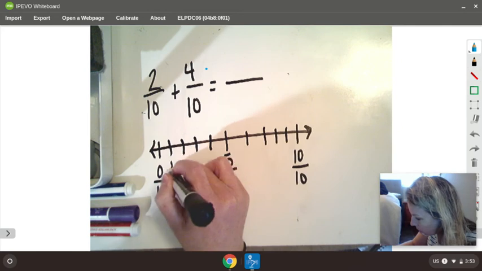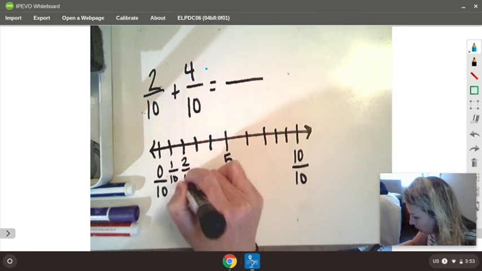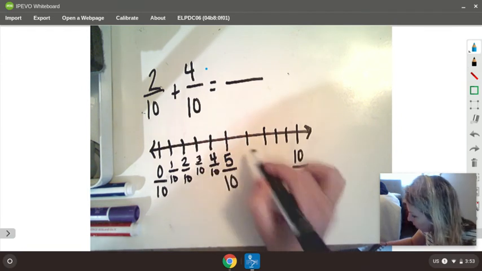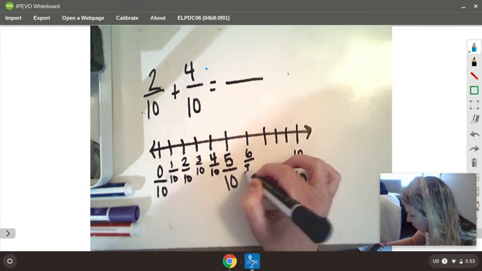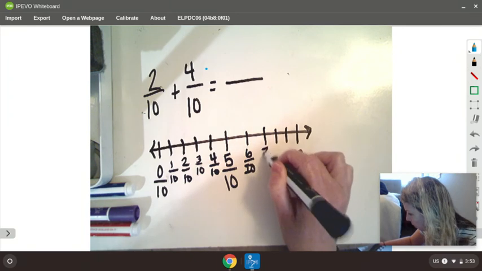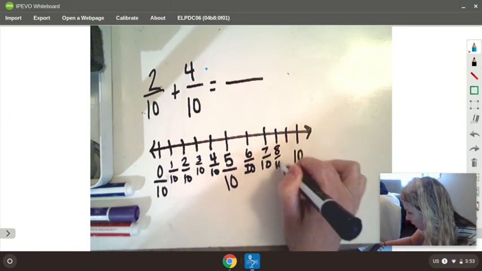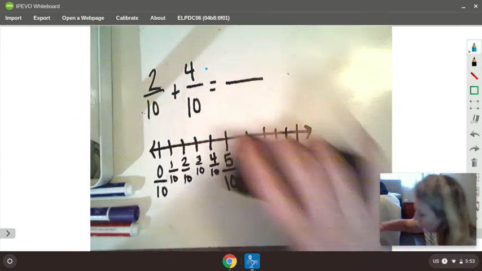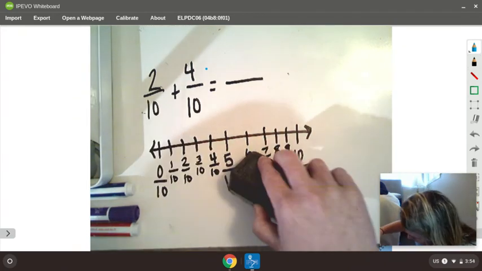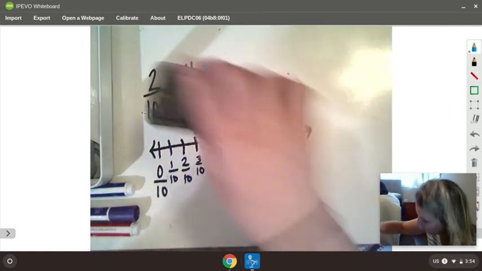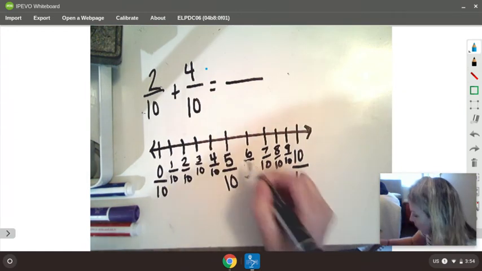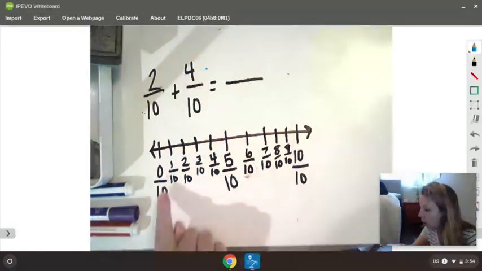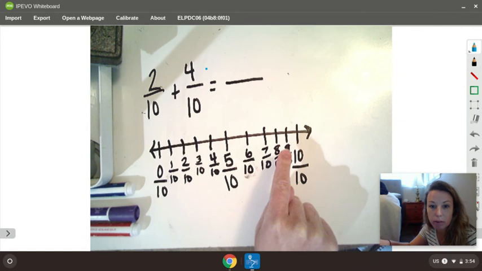So 1/10, 2/10, 3/10, 4/10, 5/10, 6/10, 7/10, 8/10, 9/10. I hope you see how I did that. This one's kind of messed up, that's okay, but using the chubby markers isn't always the best. Okay, so I fractioned off my number line into 10 equal little spots.